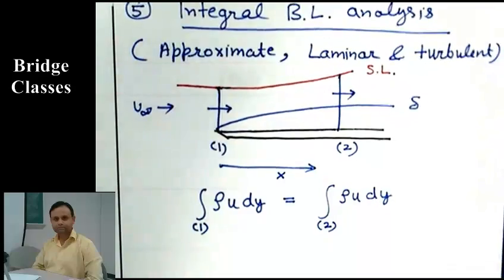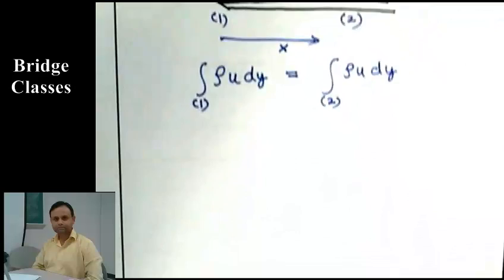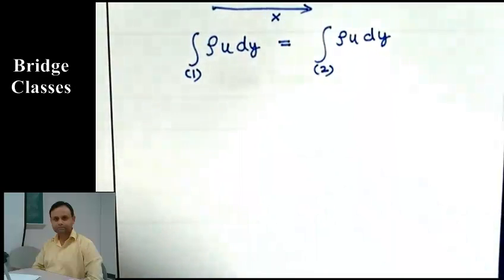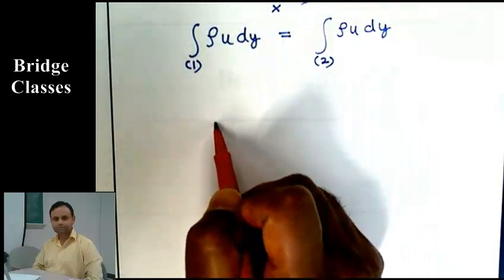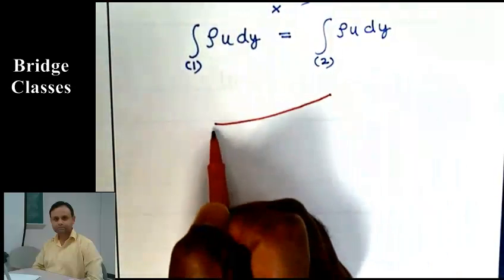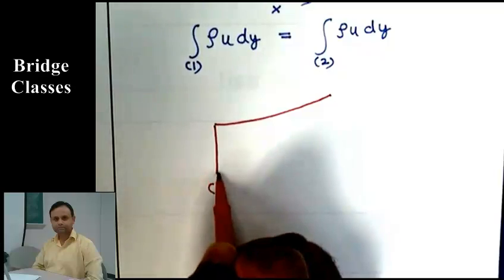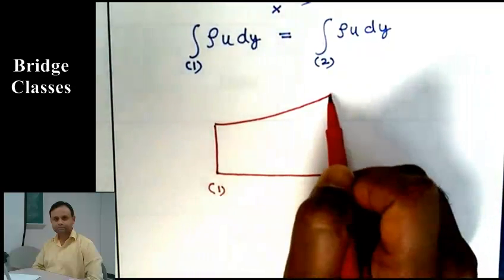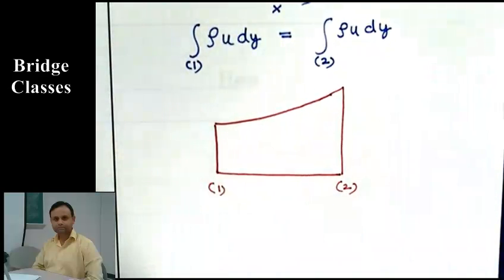Now let us look at the momentum equation. I'm drawing this control volume again. So this is the streamline, this is the left section, section 1, this represents the plate surface, and this is section 2. That is the control volume.